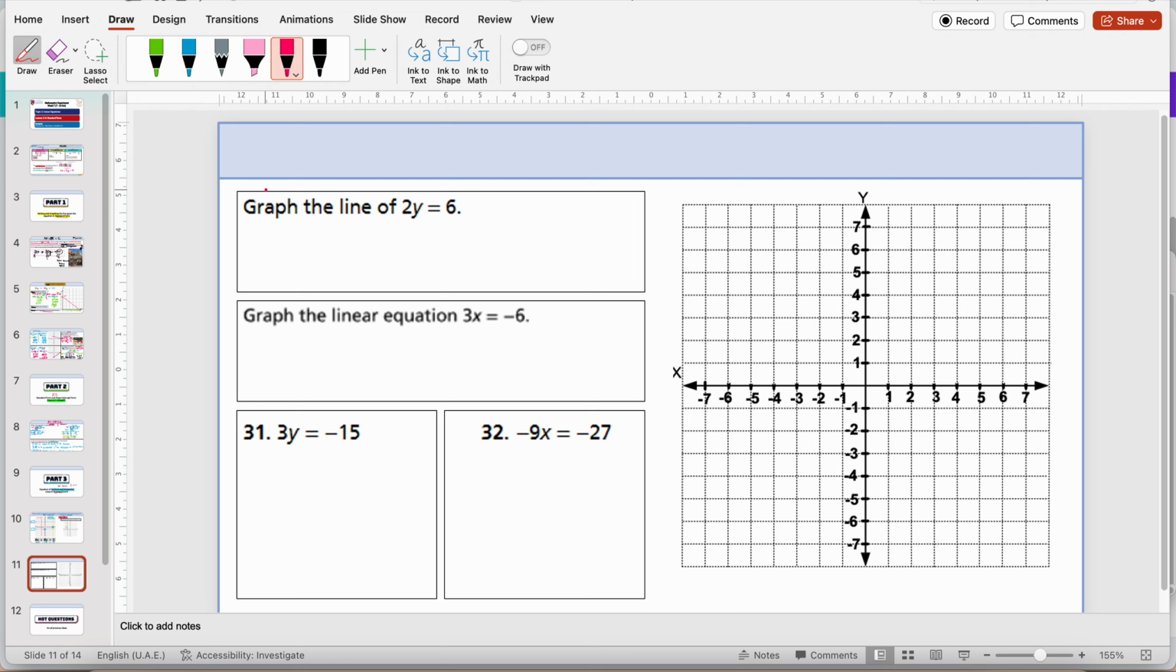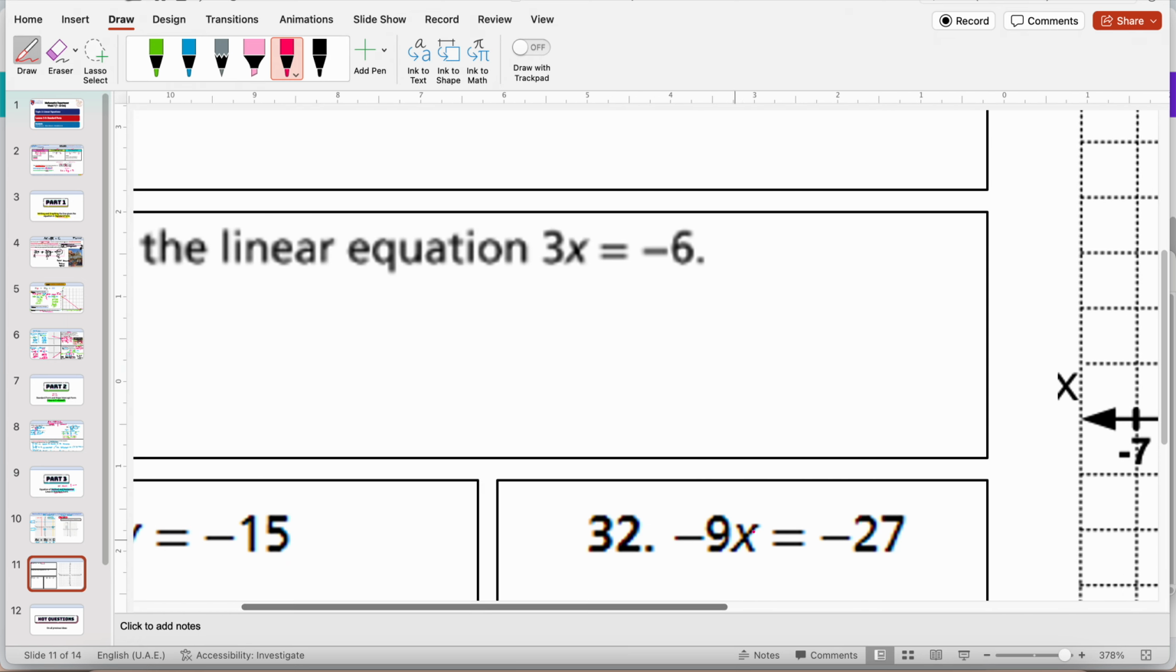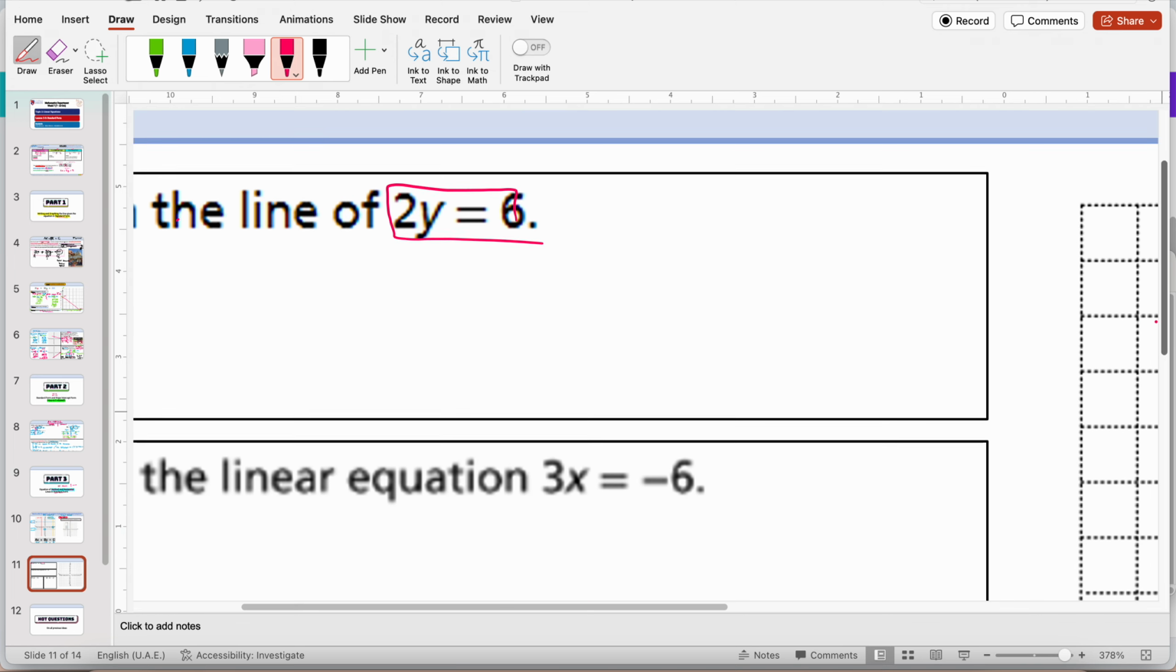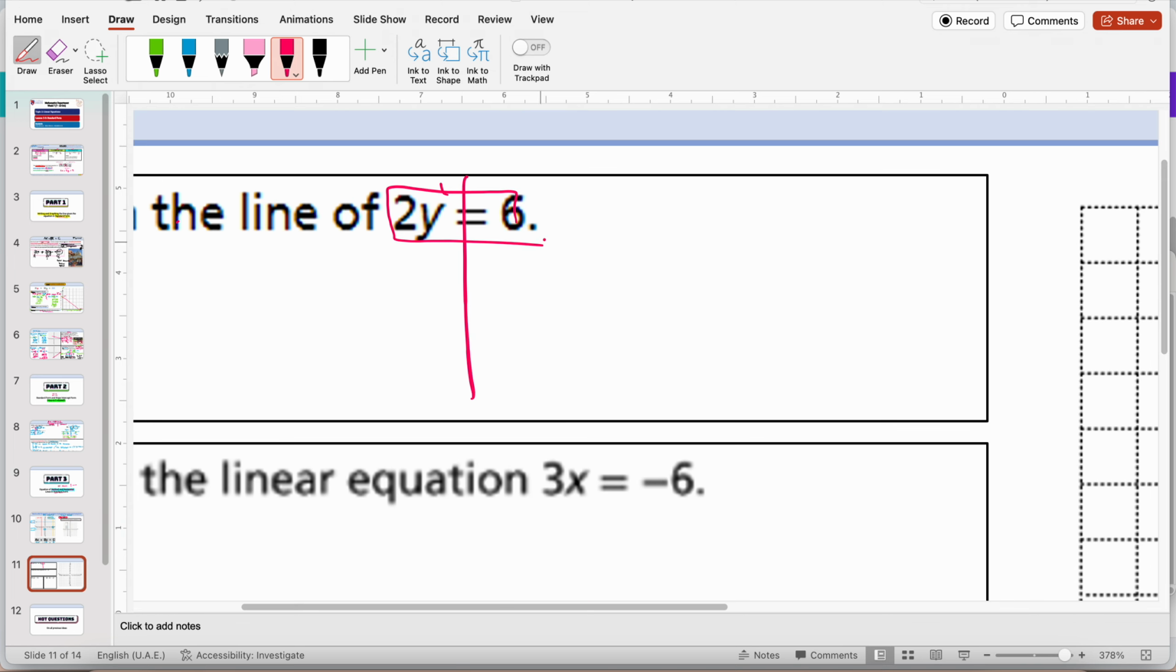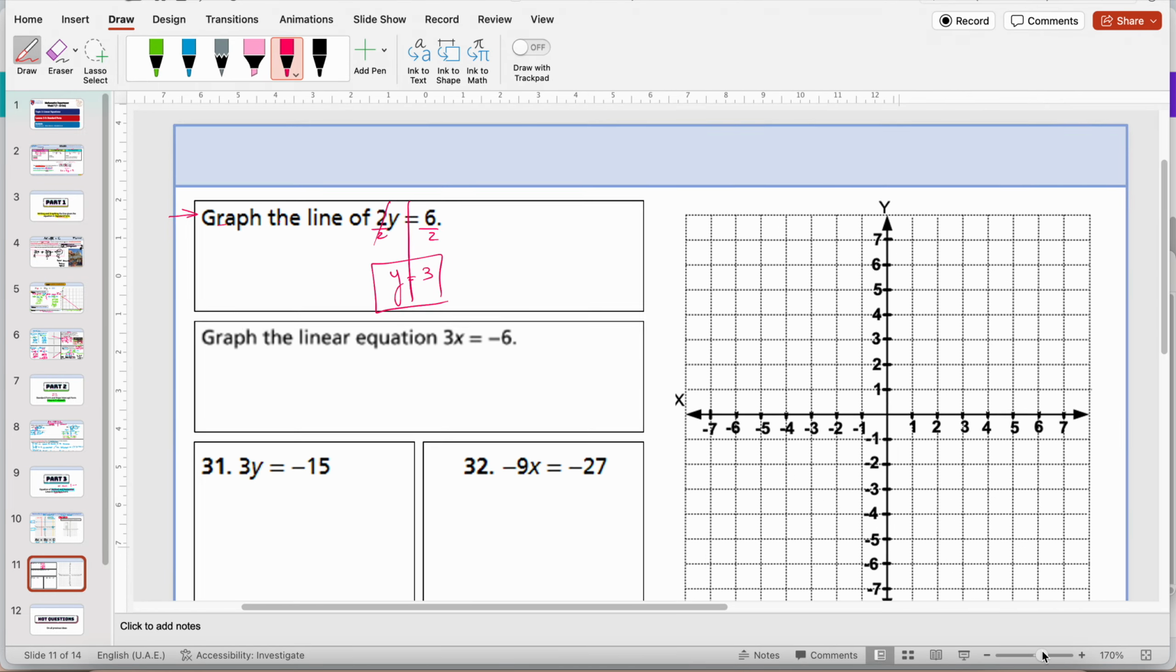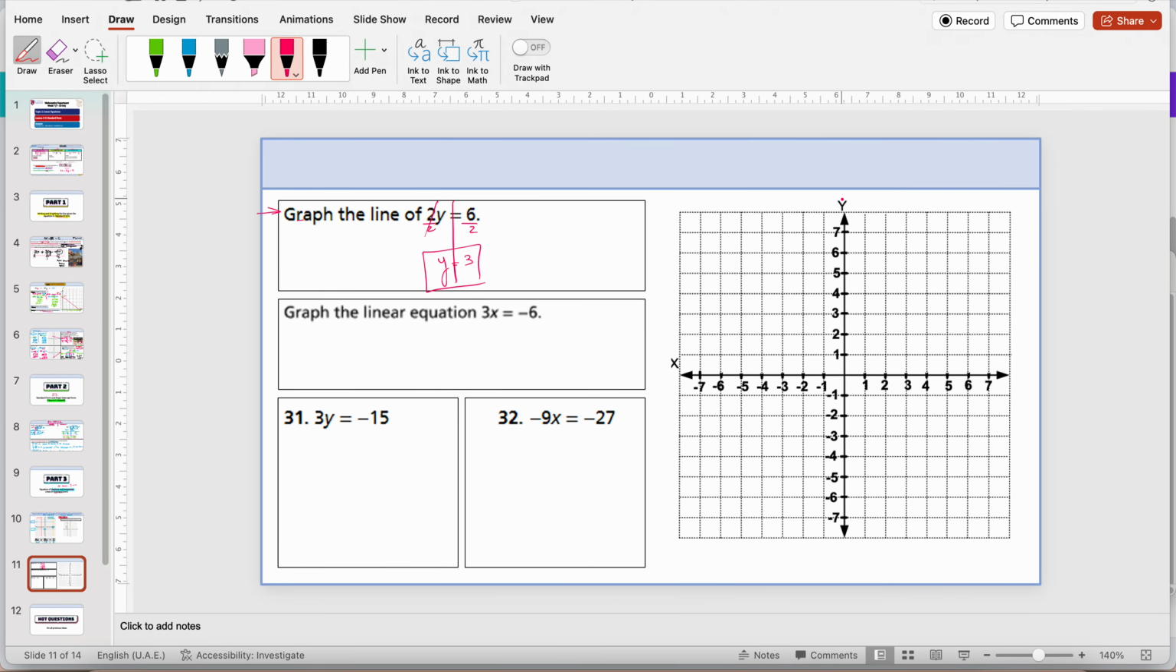So here we have a question: graph this line. What should I do? Try to simplify it in a way that it will be only y equals something, so that you can graph it. Just divide by 2 on both sides. Y equals 6 divided by 2 is 3. What does it mean, y equals 3? I'm looking for a line that passes through y equals 3. On the y-axis, this is 3. My line that passes through 3 is this one. It's a horizontal line.